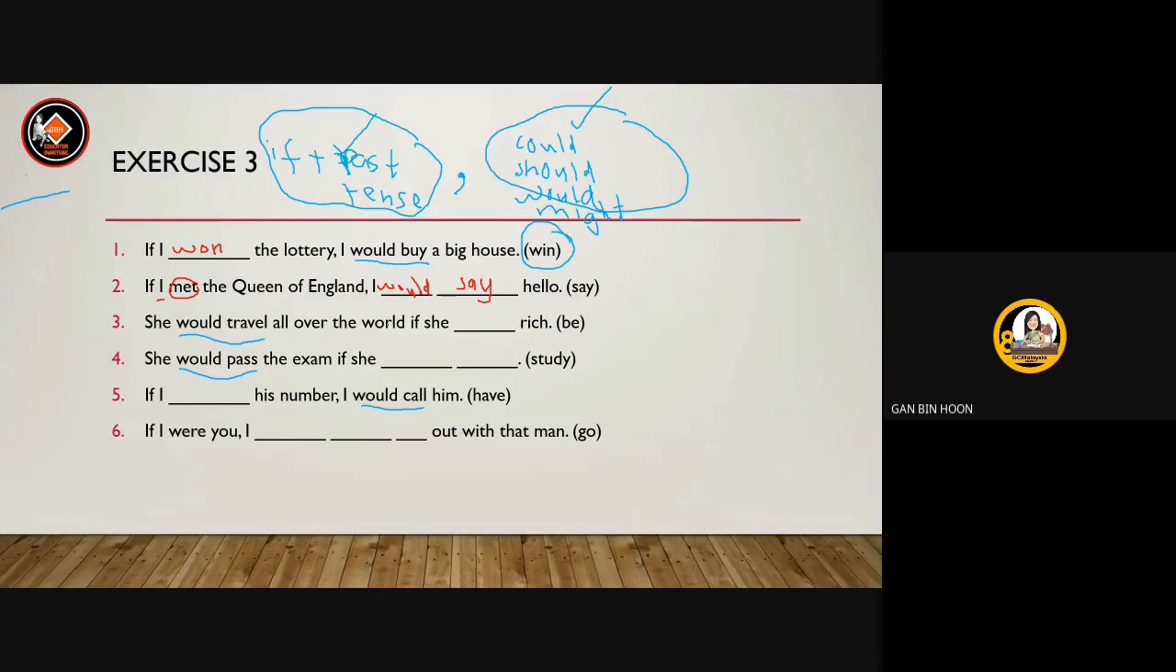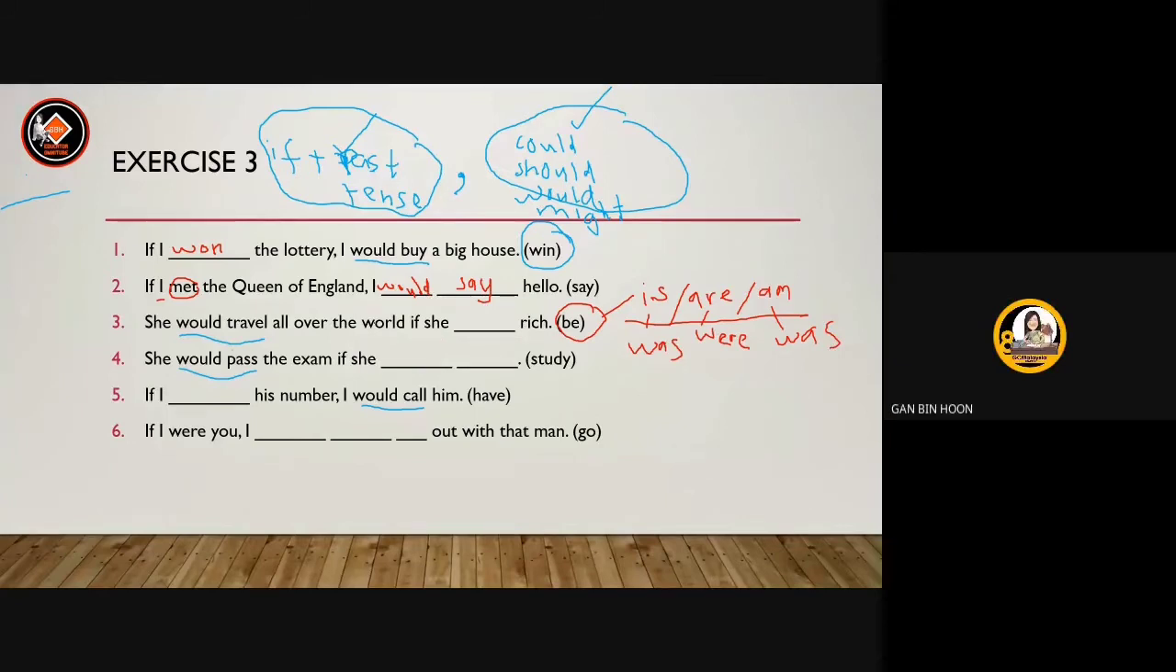She would travel all over the world. If she be rich, apakah past tense untuk be? Kalau future dia adalah will be, present dia adalah is or are. If I am. He is, she is, it is, they are, we are, you are, I am. Okay, apakah past tense ni? What is the past tense for is? Was. Was, good. What's the past tense for are? Were. Were, good. What's the past tense for am? I am. So past tense I? Was, good.